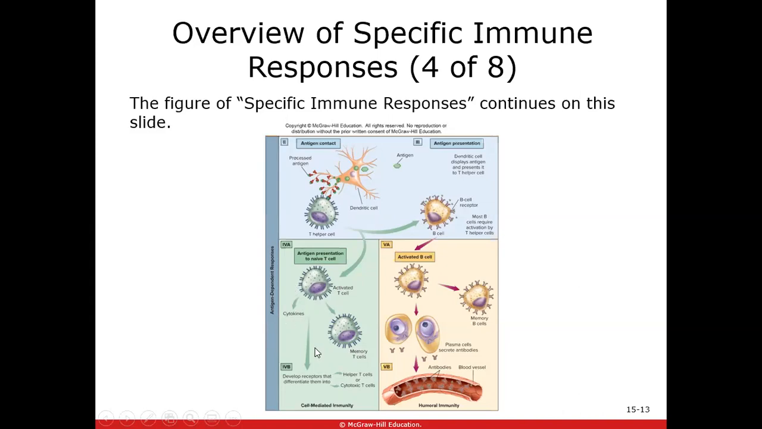And then it goes down and will differentiate to produce more T helper cells, or you'll have a cytotoxic T cell. That's the T cell that can kill the invader directly. So once it's activated, it can produce memory T cells, or it can go down and produce more helper T cells or cytotoxic T cells.